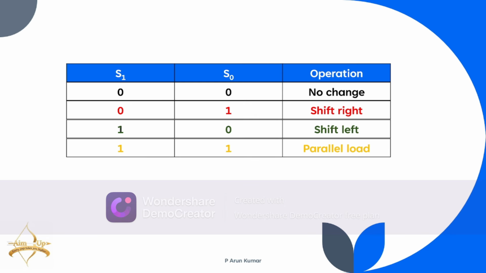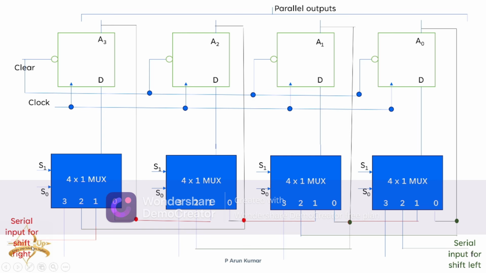And the last one is 1 1, which is parallel load. The moment I select the select lines as 1 1, it must give an input to all the D flip-flops such that they directly choose the data from the input. I'm marking the inputs here as I3, I2, I1 and I0. I'm marking it as a parallel input. In this way, we can do all the possible operations with the help of only one device by choosing the proper select lines. So hope everyone understood the topics.